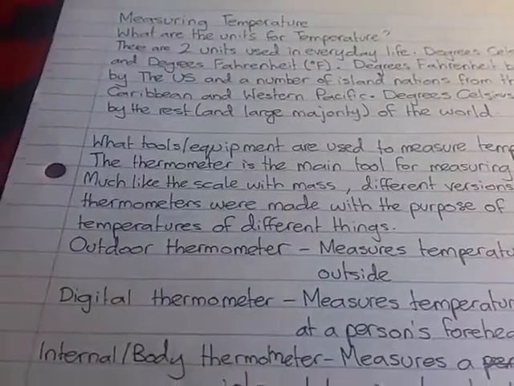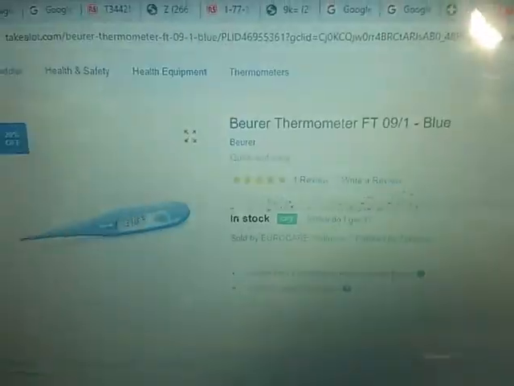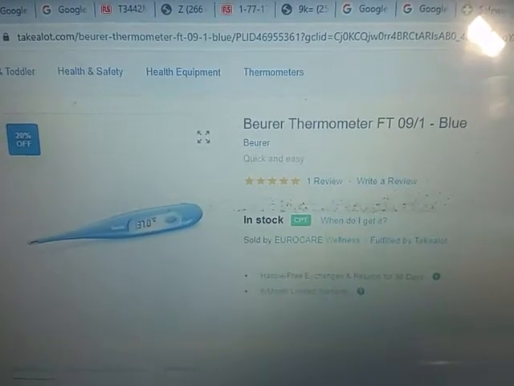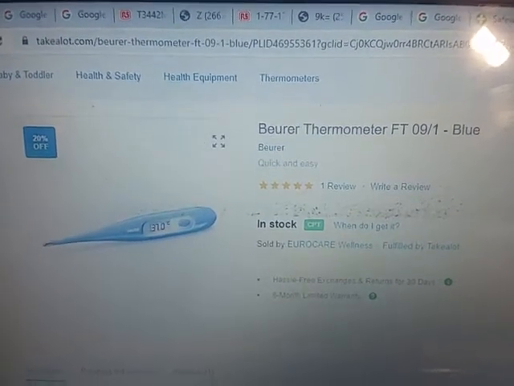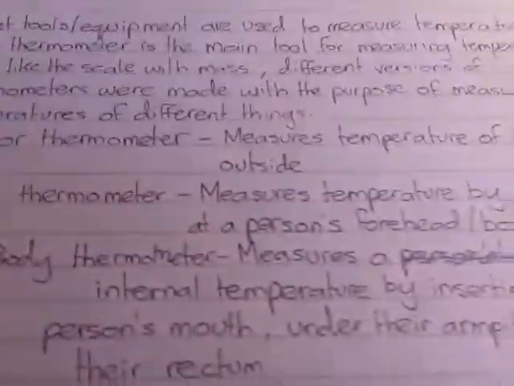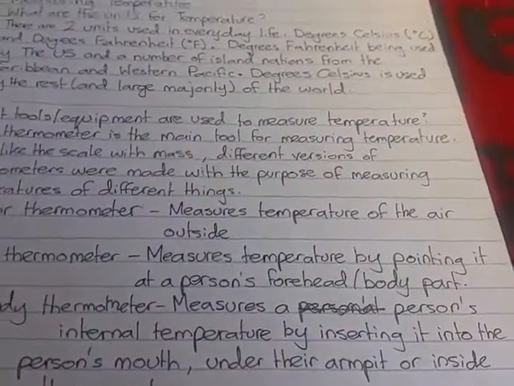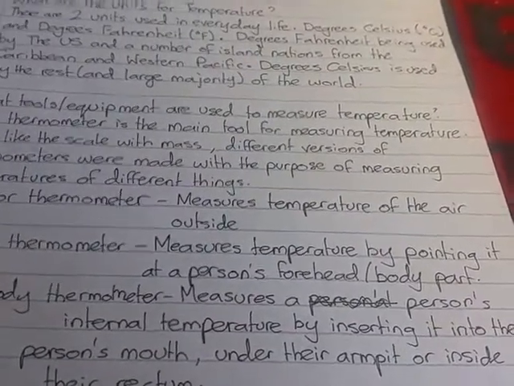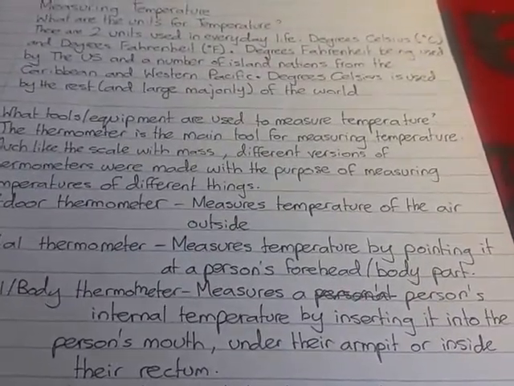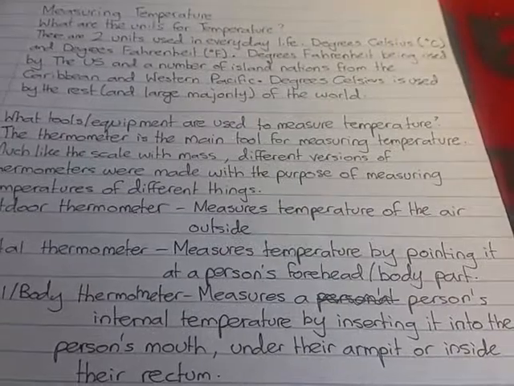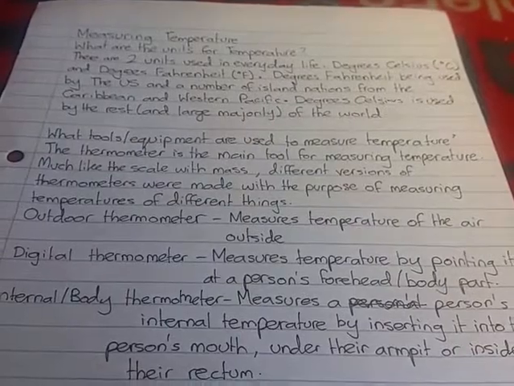The next one is the internal or body thermometer. They look kind of like this, otherwise known as the, I'm going to butcher the pronunciation, Bureau thermometer. The way this one works is that it takes a person's internal temperature by essentially inserting it in the person's mouth, usually under the tongue, putting it underneath the person's armpits or inside their rectum, which is actually the number one place for the most accurate reading. And it takes their internal body temperature.